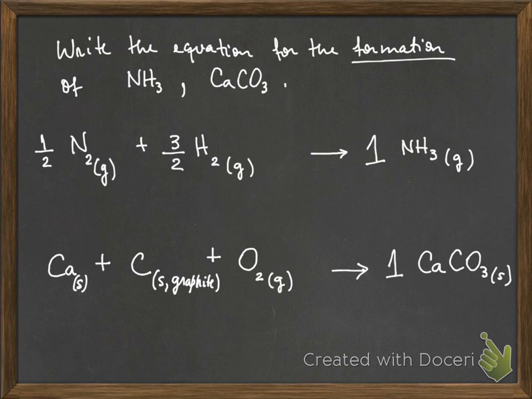Now we balance this equation. Again, keep in mind that we don't touch the number 1. So we need 1 calcium, left side, 1 calcium. We need 1 carbon, left side, 1 carbon. And we need 3 oxygen atoms. We have to have 3 halves, again, 3 halves of 2 to end up with 3.